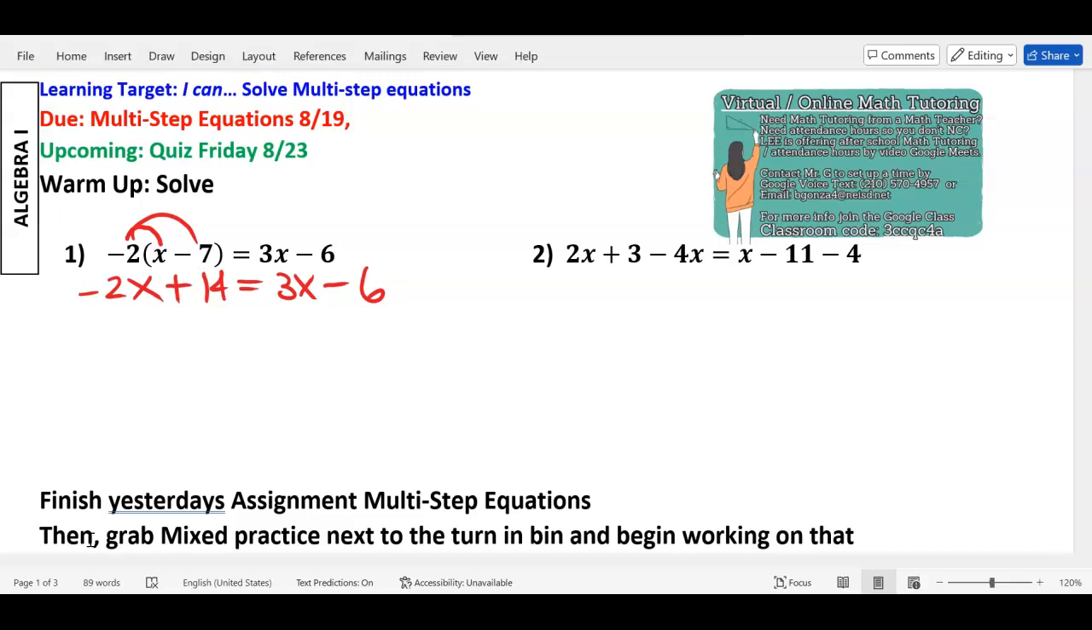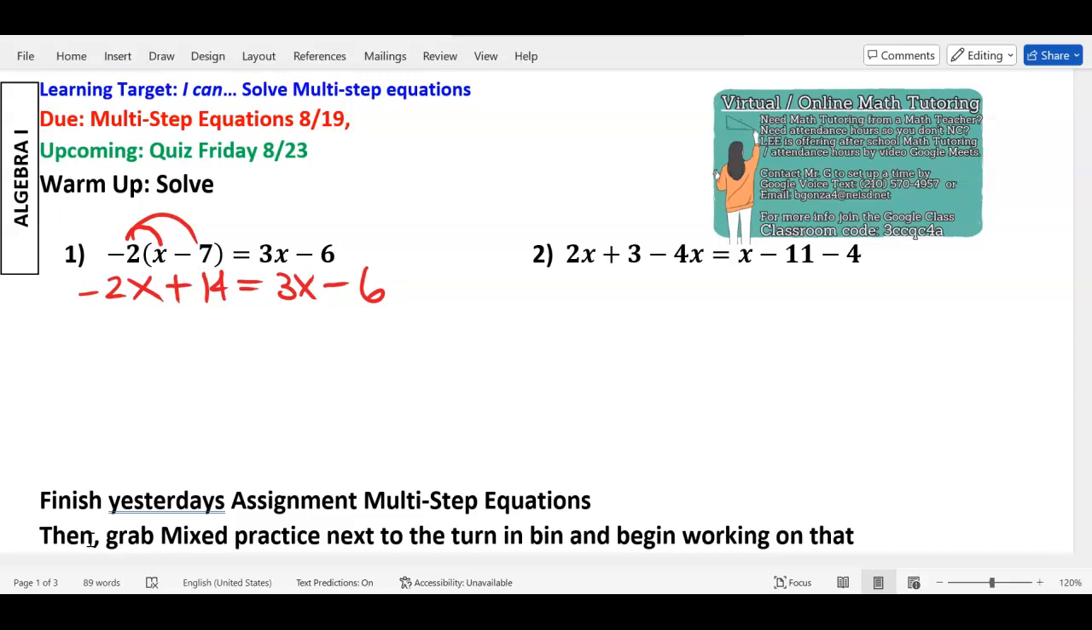Okay, now look, x is on both sides, right? X is here, x is here. Well, we're going to have to do what? Do we combine them together or do we get rid of one? Who thinks we combine them? Who thinks we get rid of one? You don't know? Okay, well, here's a reminder from yesterday.